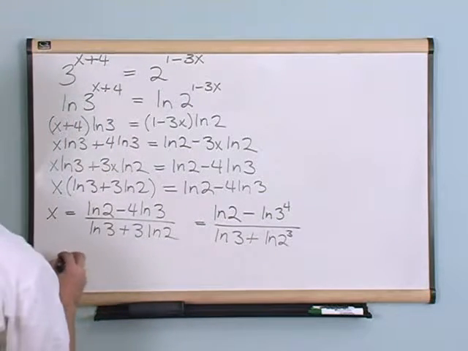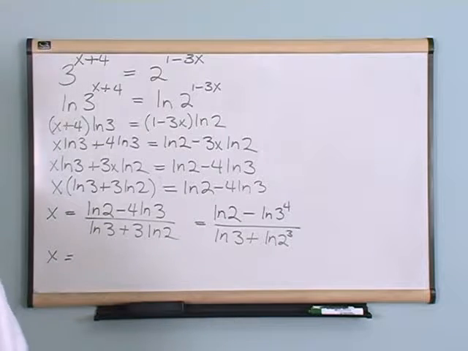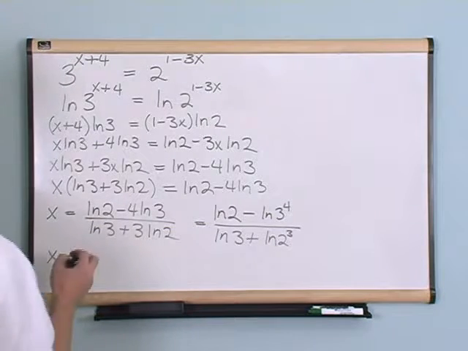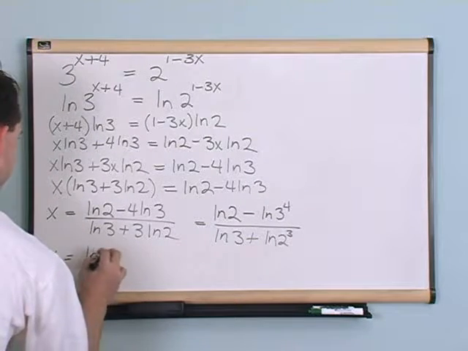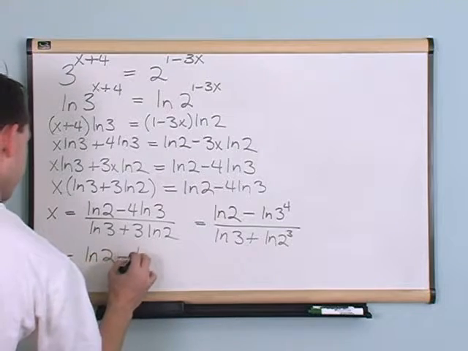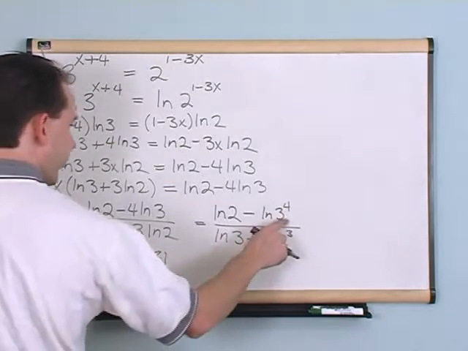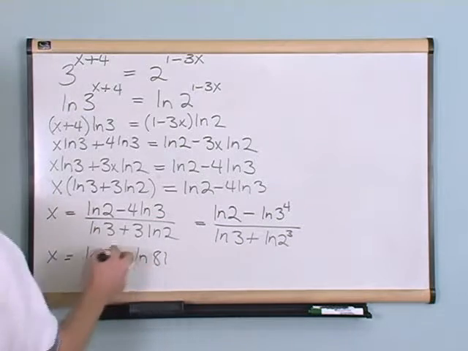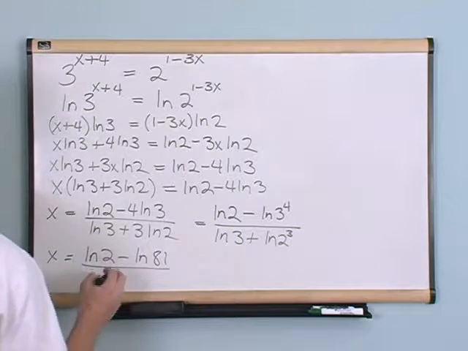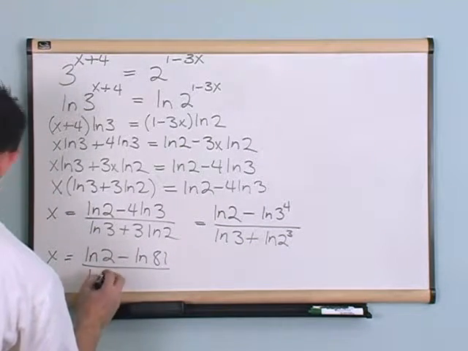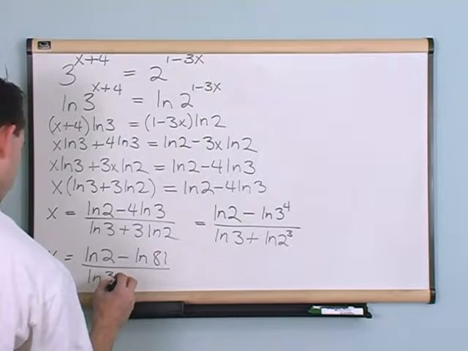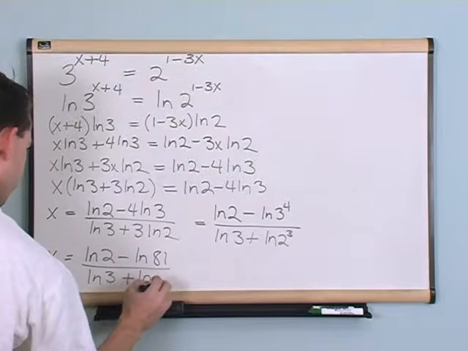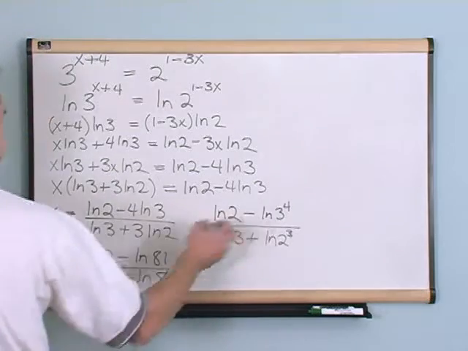The only reason that you would ever be interested in doing that would be to kind of simplify things a little bit. So you'd have natural log of 2 minus natural log of 81. 3 to the 4th power is just 81. And then you'd have natural log of 3 plus natural log of 8. 2 to the 3rd power is 8.